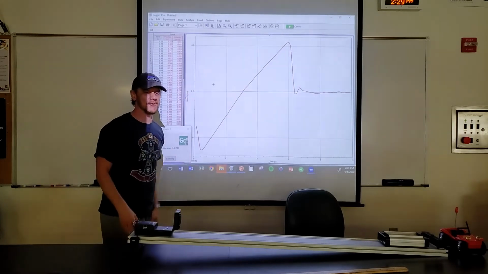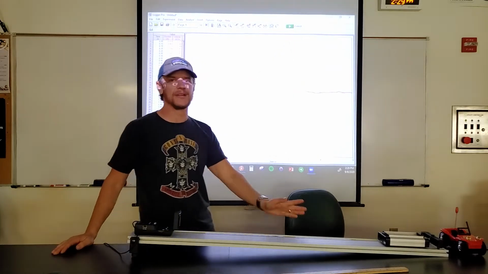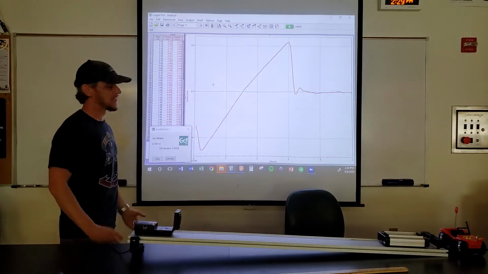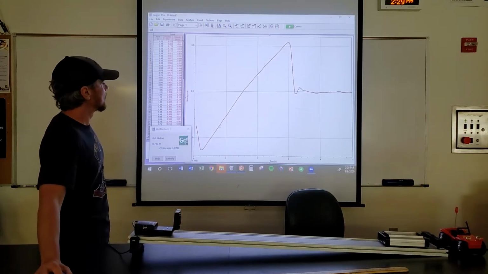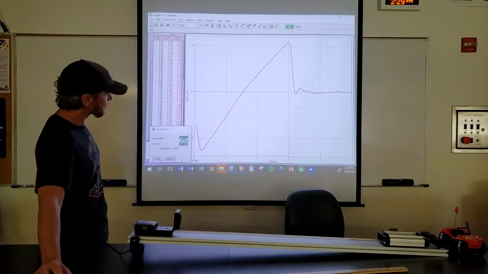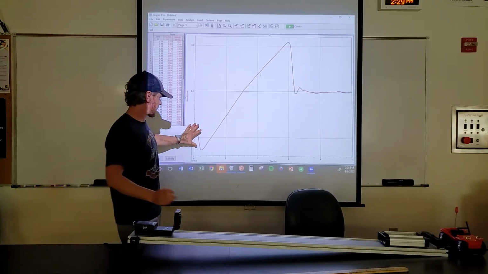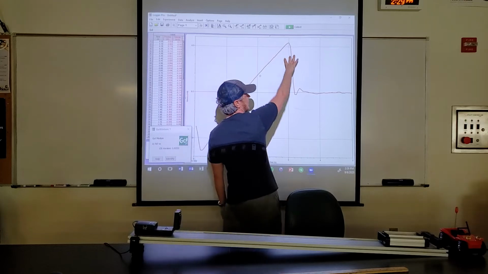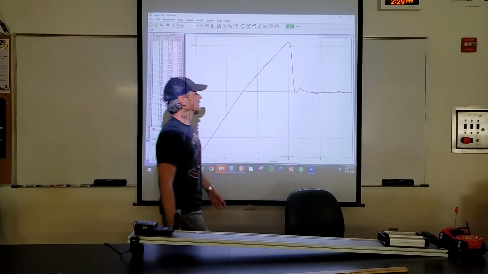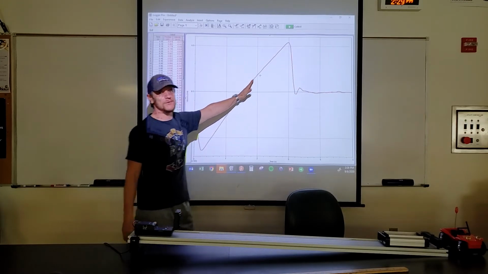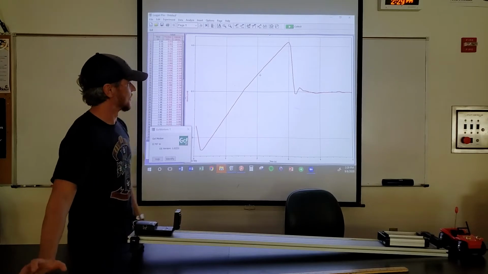Again, the measurements here aren't perfect. There is a little bit of friction, a little bit of air resistance in the real world, so it's not going to be perfectly linear. But we do have a pretty linear graph here. This is when I was pushing it. This is when I stopped it. This is when it was just chilling. But this is when it was moving on its own under uniformly accelerated motion.